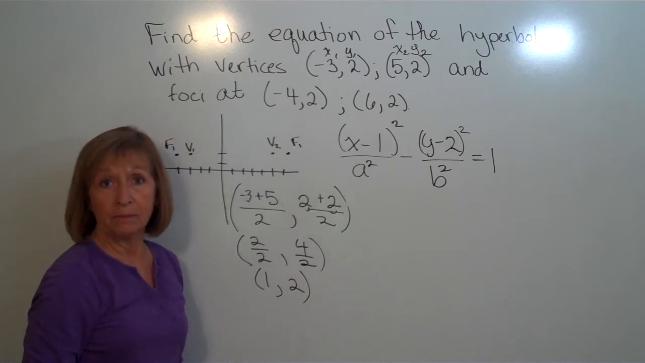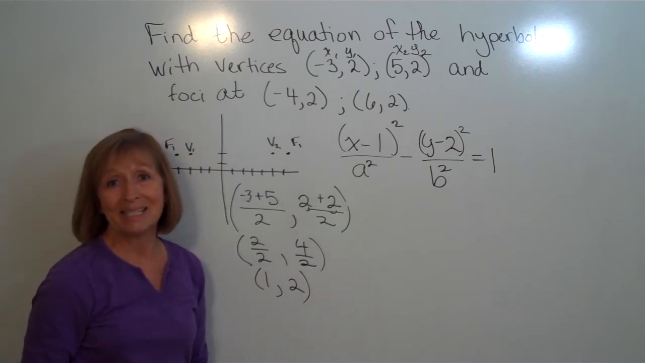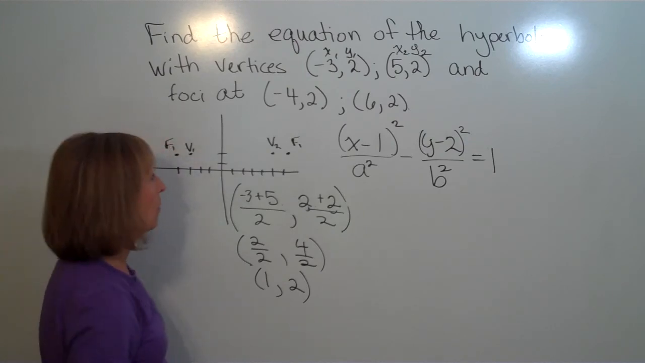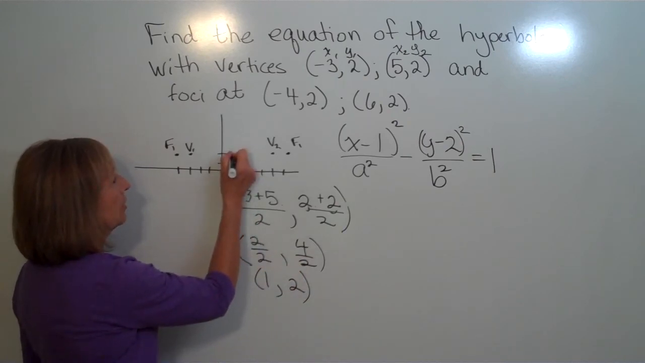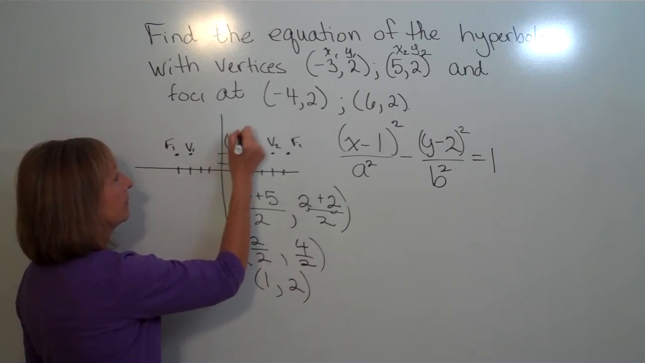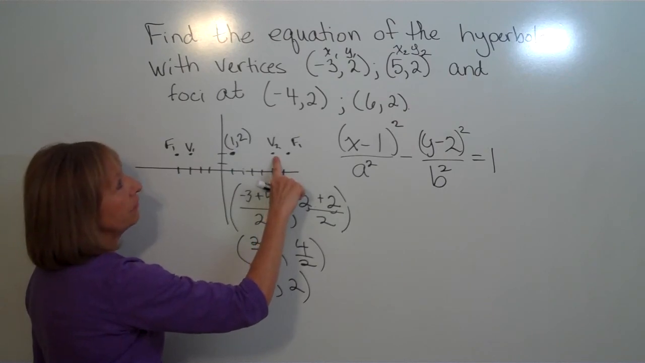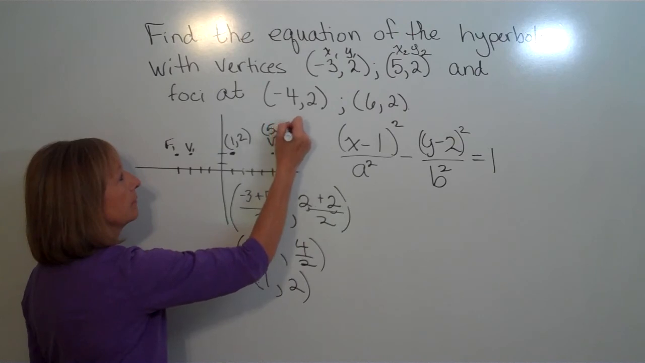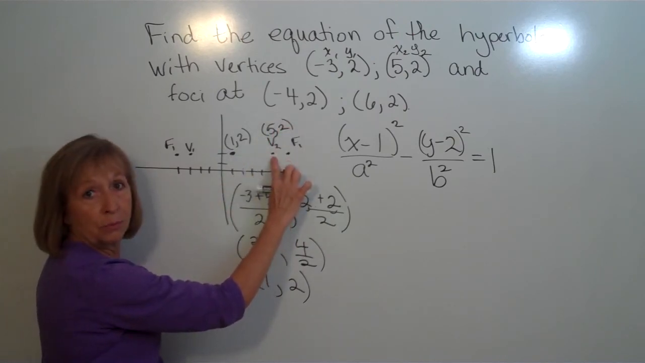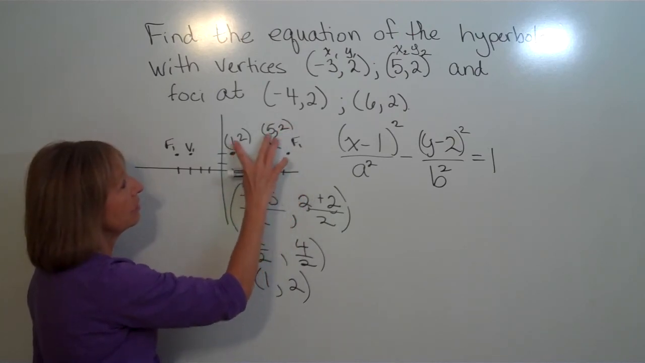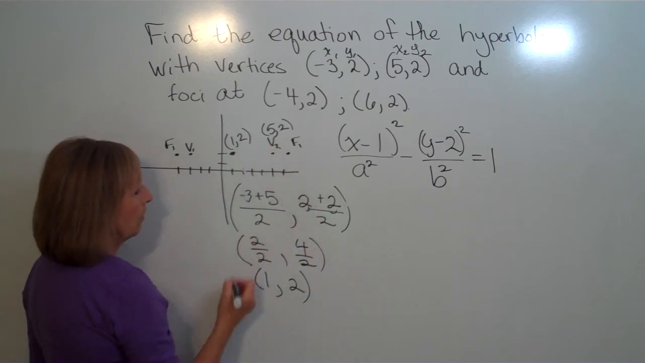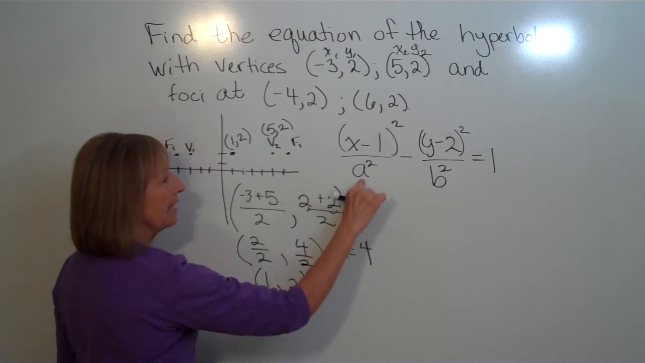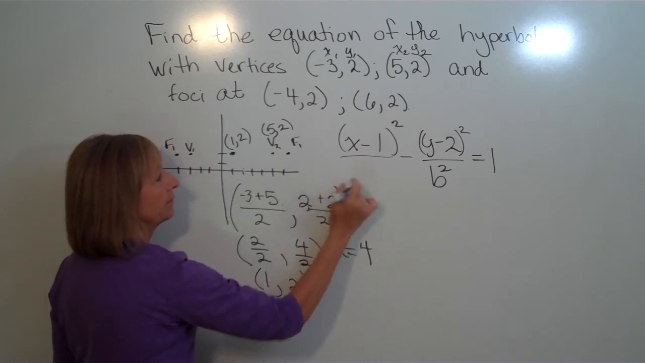Now, what about the a squared and the b squared? Well, remember, a is the distance between the center and your vertex. So since my center is at 1, 2, and this vertex that's to the right of it is at 5, 2, the distance between these 2 points is a distance of 4 units. So a is 4, which means a squared is 16.